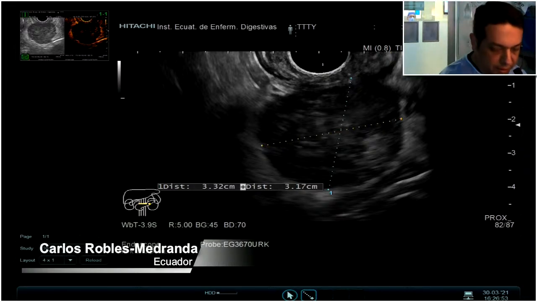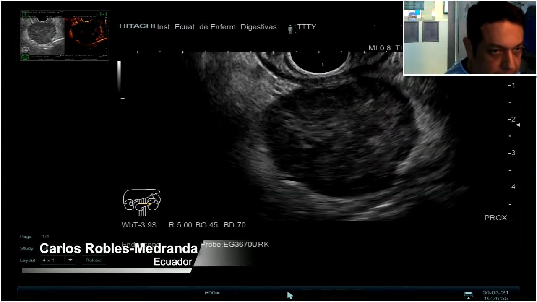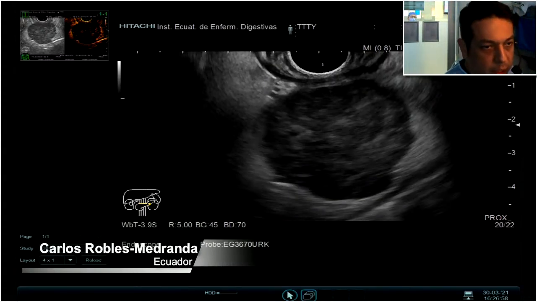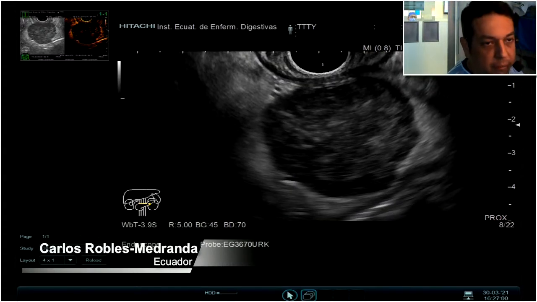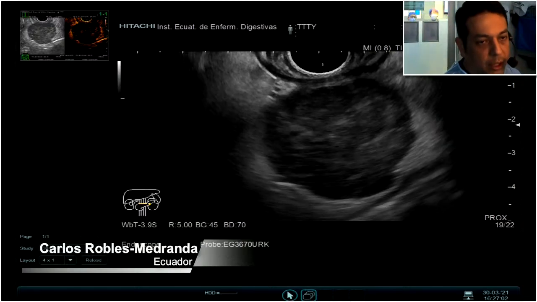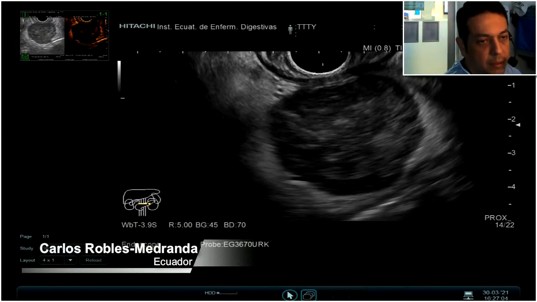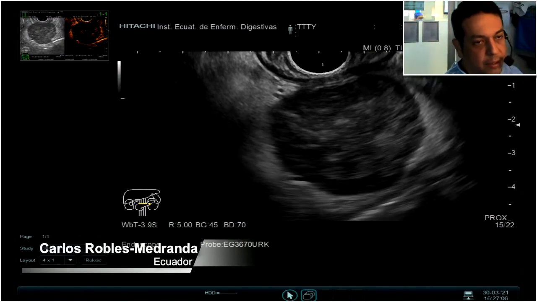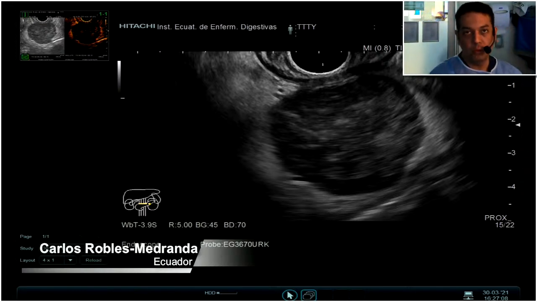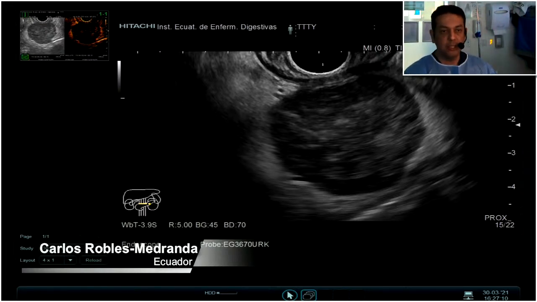So when we have this kind of lesions, we need to see a lot of features that are very interesting and necessary to evaluate. First, the size of the lesion in B mode. So this lesion is a potential malignant stromal tumor. Why? Because it has more than 3 centimeters.